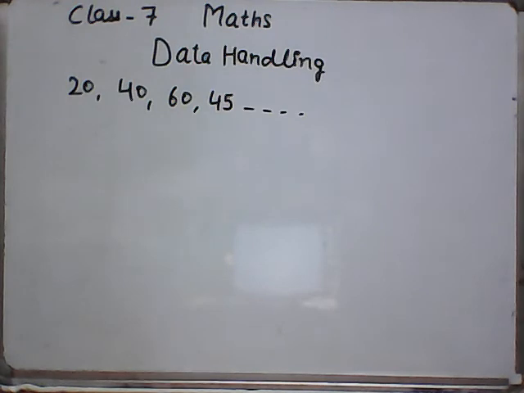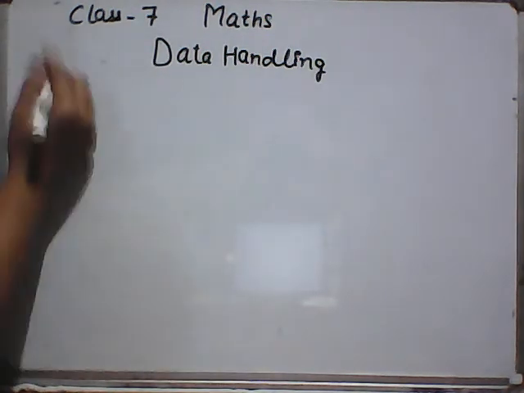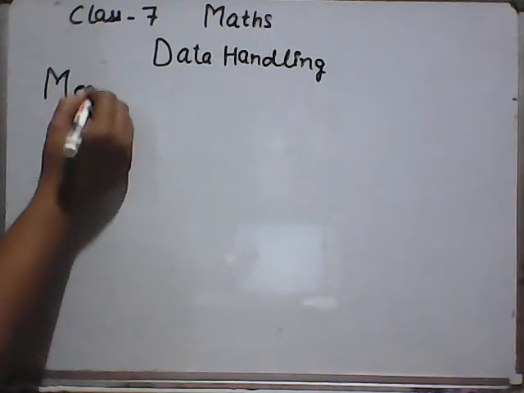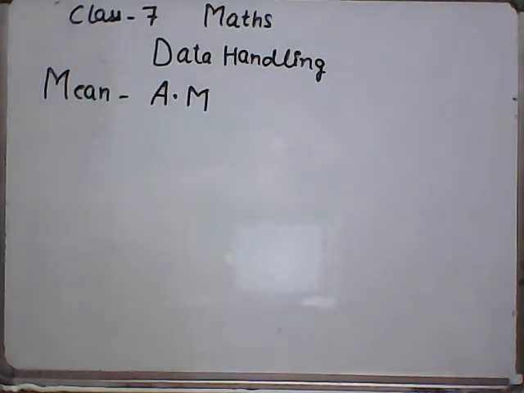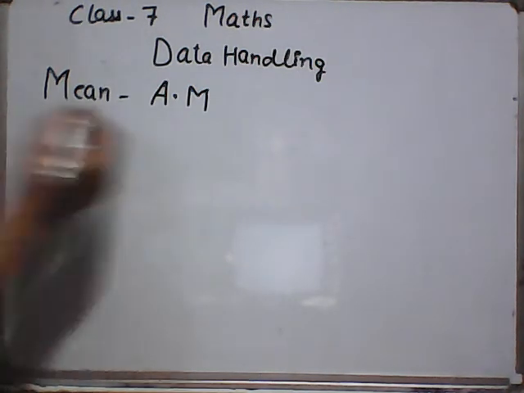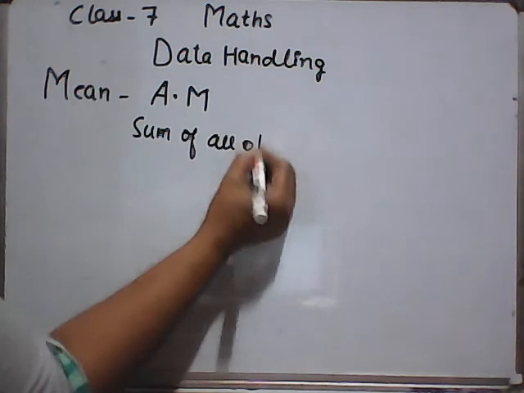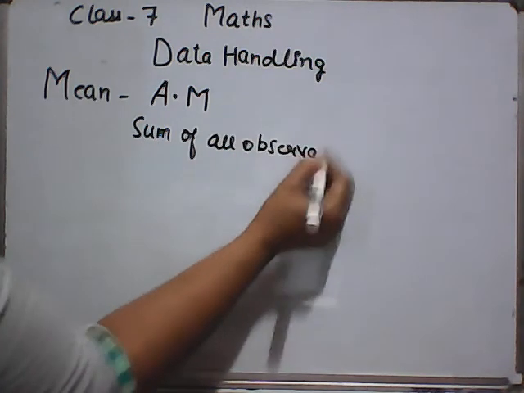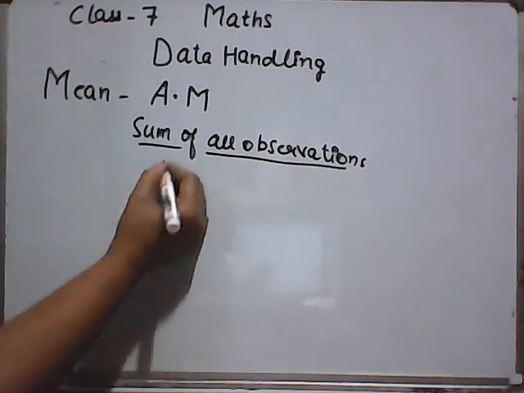Now we can handle data by using different ways. First one is mean. What do you mean by mean? Mean is also known as arithmetic mean. Suppose if we have to find the average of a data, we can calculate the mean by using the formula: sum of all observations divided by number of observations.